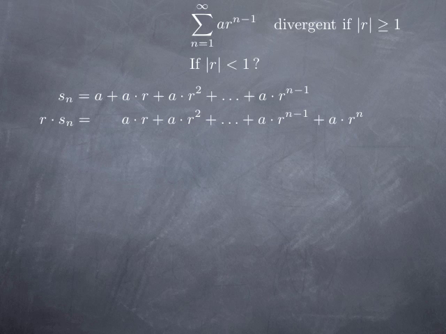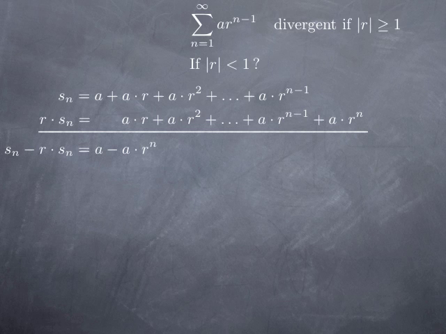as the last term. Now if I subtract the second line from the first, I get on the left hand side Sn minus r times Sn, and on the right hand side you see that all the terms cancel out except a in the top row and ar to the n, which I subtract, in the second row, so I get a minus a times r to the n.